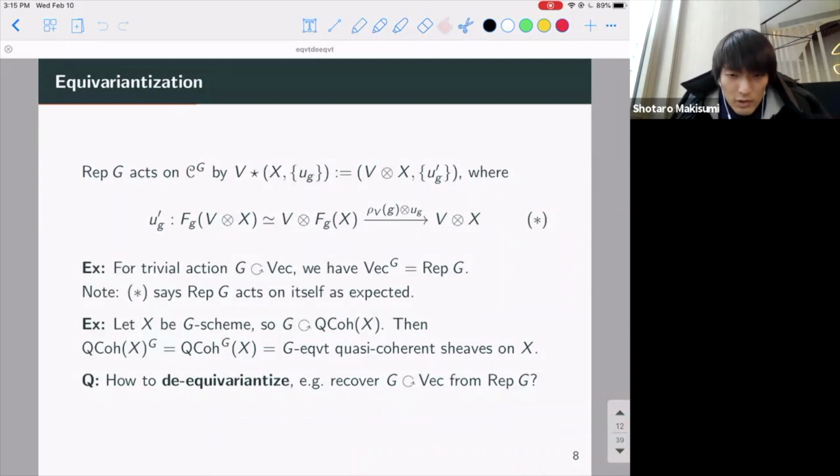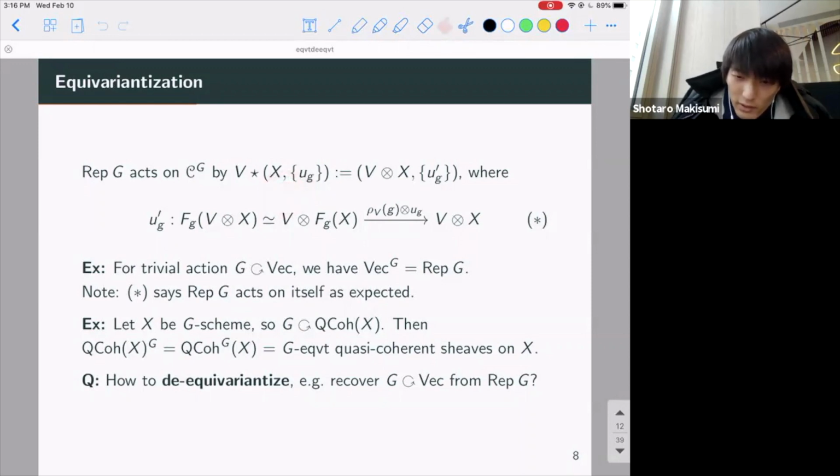So this two functor was supposed to be spitting out a category with a rep G action. So how does that work? Well, I want to define an action of the monoidal category rep G. So take some representation V, and I define its action on some G equivariant object in the following way.